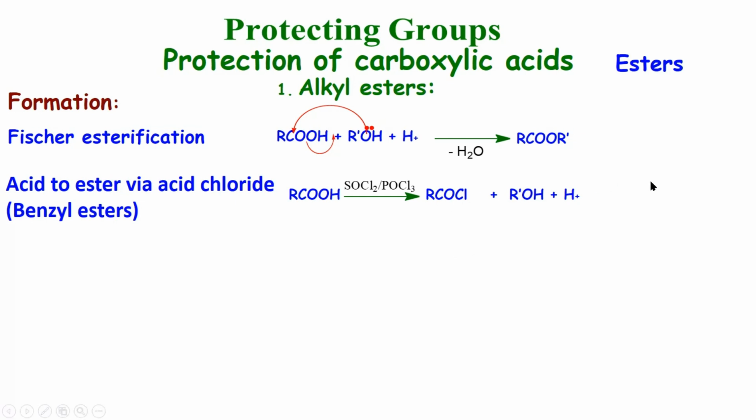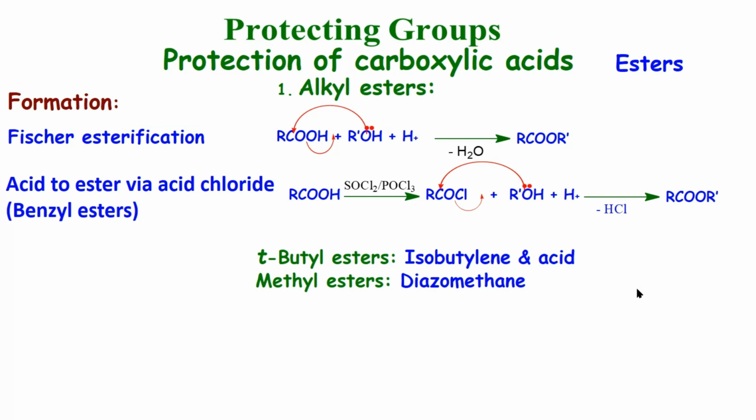This acid chloride which is formed reacts with alcohol. The lone pair of electrons on the alcohol attacks the carbonyl carbon, and chlorine is an easy leaving group. That's why it gets kicked off and it combines with H plus to give rise to the corresponding HCl. This gives rise to an ester, the aromatic ester.